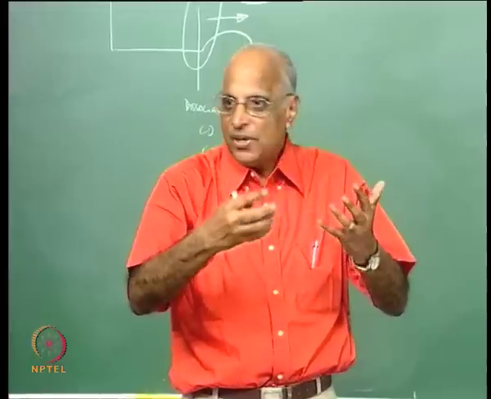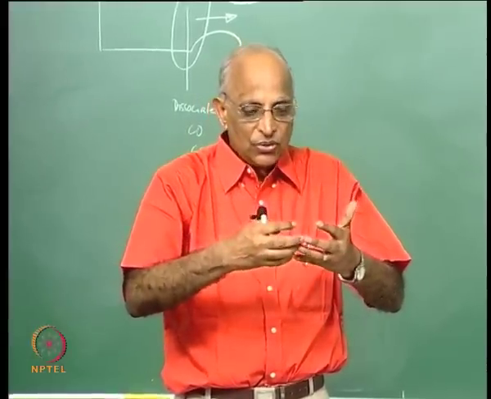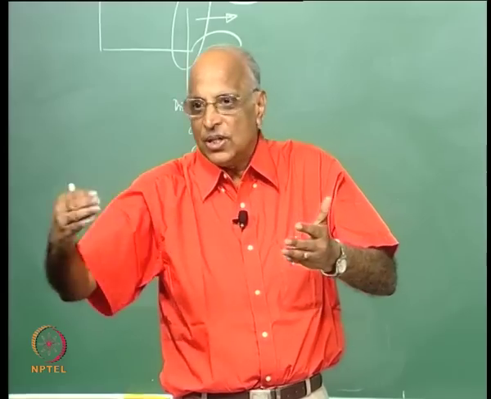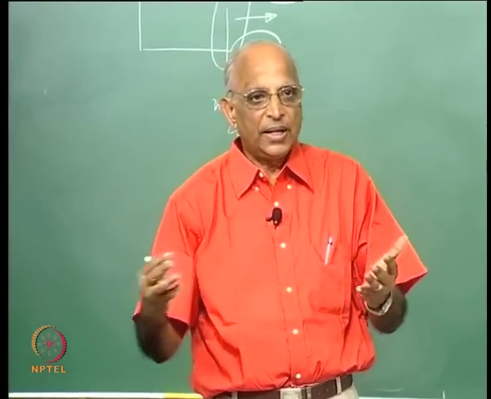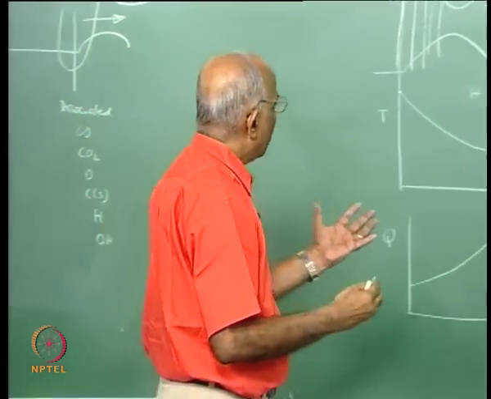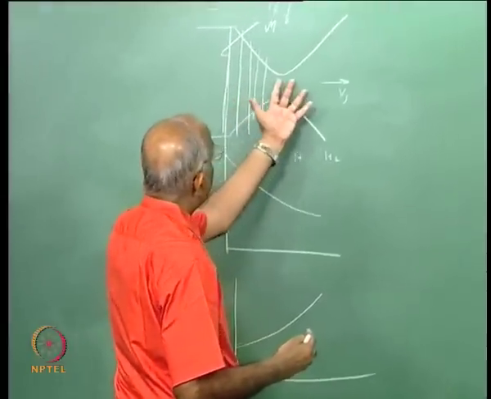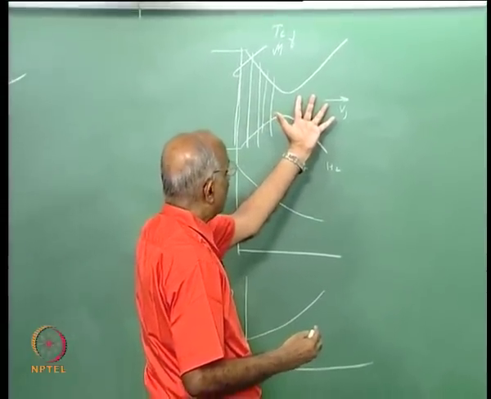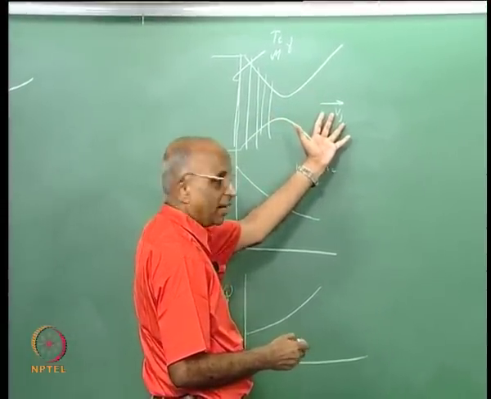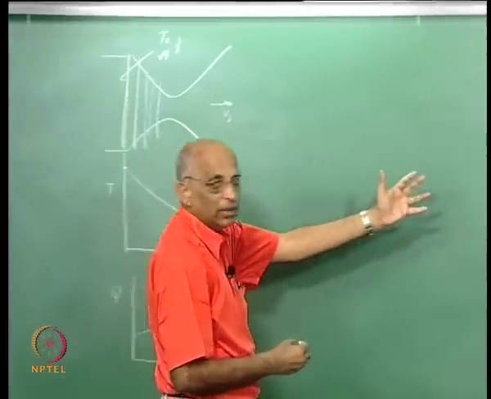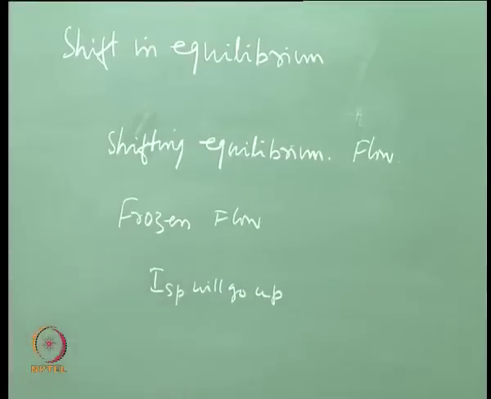If I have chemical reactions taking place, because the equilibrium is changing at each particular point, I get heat release taking place at each particular point, and therefore recombination takes place, giving me a net higher value of the specific impulse. We will keep this in mind. Let us do a problem.